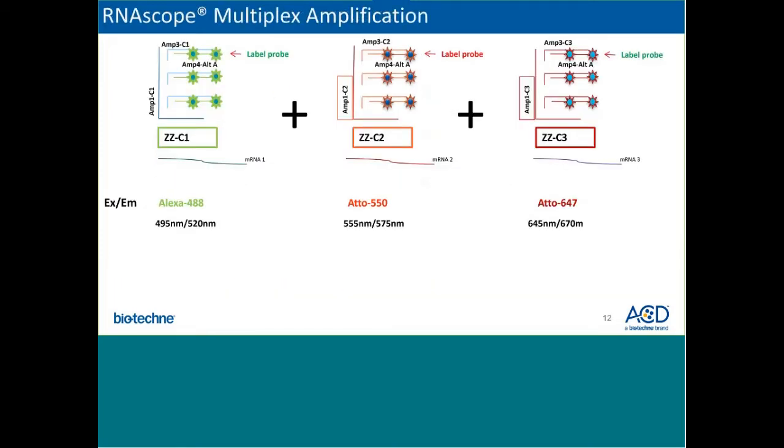Here's the multiplex fluorescent assay, which again utilizes the same amplification schematic and, similar to the duplex chromogenic assay, it will build 3 independent amplification trees so that a C1 probe, C2 probe, and C3 probe each have their own amplification structure. Particularly, this is for our fluorescent multiplex assay, which has our label probes directly conjugated to fluorophores using the Alexa 488, ATTO 550, and ATTO 647 dyes.